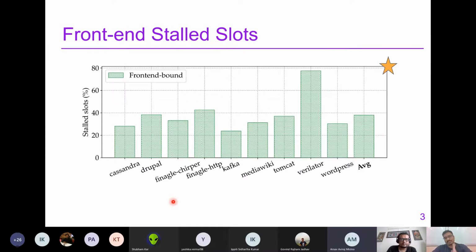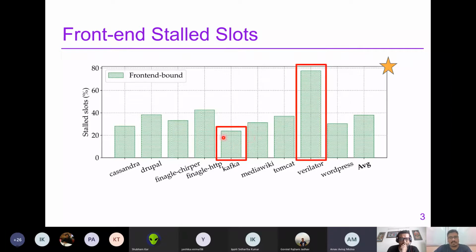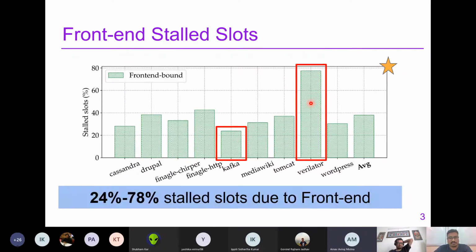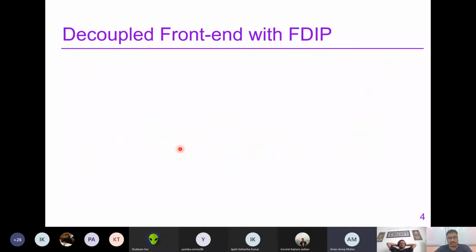This paper analyzes 9 data center applications and analyzes the stalls due to the front end. As we can see, for most of the applications the stalls are about 40%. In this application, we get around 24% front end stalls, and for this one we get a maximum of around 78%. So for these 9 applications, we are getting around 24% to 78% front end stalls.